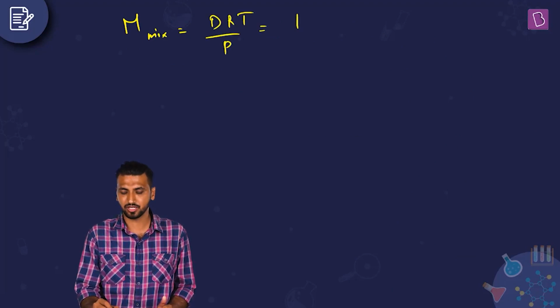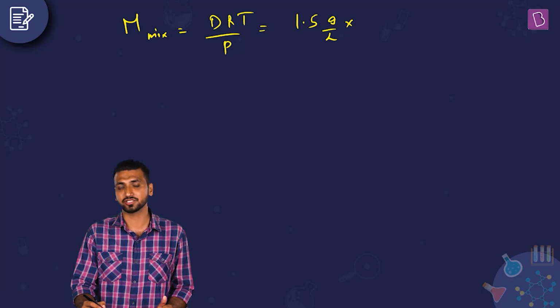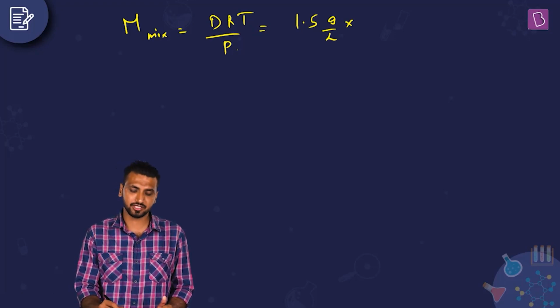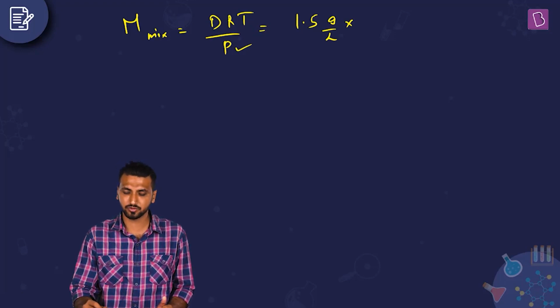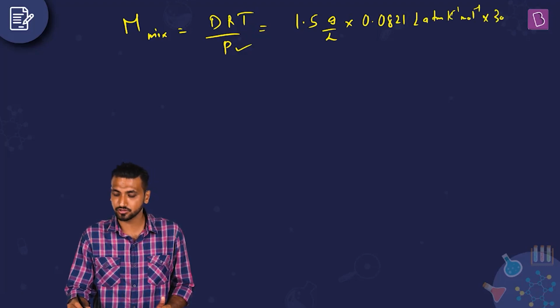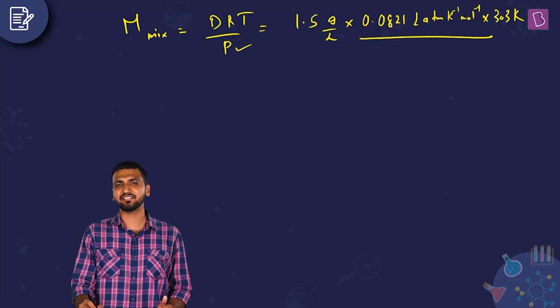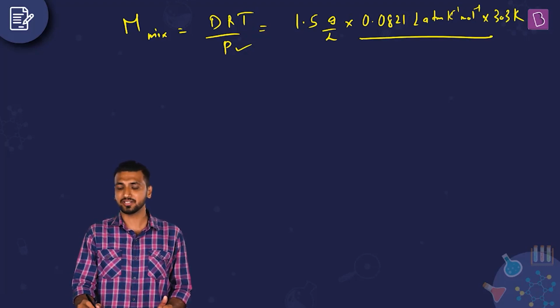So the density is 1.5 gram per liter. Remember the units. R, the gas constant. Let's take pressure in atm. So the gas constant will be 0.0821 liter atm per Kelvin per mole. Into temperature, which is 303 Kelvin. Upon the pressure. Pressure is given as 73 centimeter of Hg.